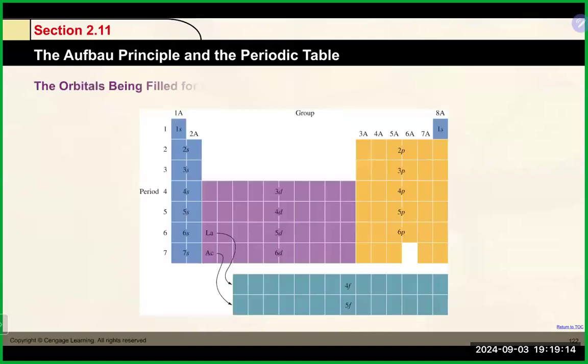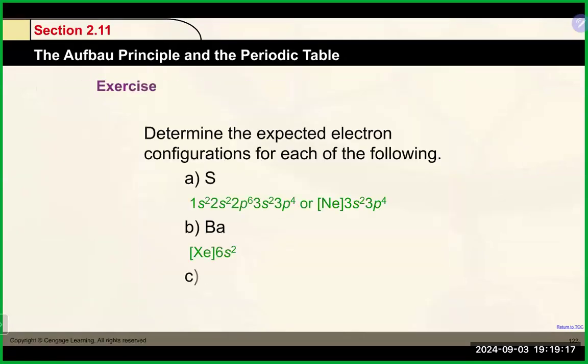All right, let's see here. So we'll come back to that. I think we've done enough electron configuration, so we'll kind of skip that there.